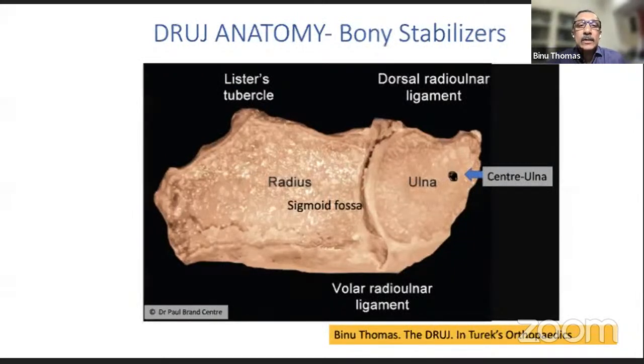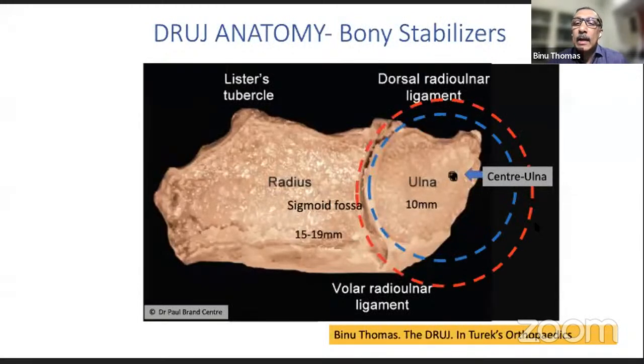So to start with, a few words on the anatomy. The distal radioulnar joint has got bony and soft tissue stabilizers. The bony stabilizers are, as you all know, the sigmoid fossa of the radius and the distal ulna. It is interesting to note that the diameter of the ulna is about 25% less than the diameter of the radius. So there is some amount of translation also occurring when you have movement at the distal radioulnar joint.